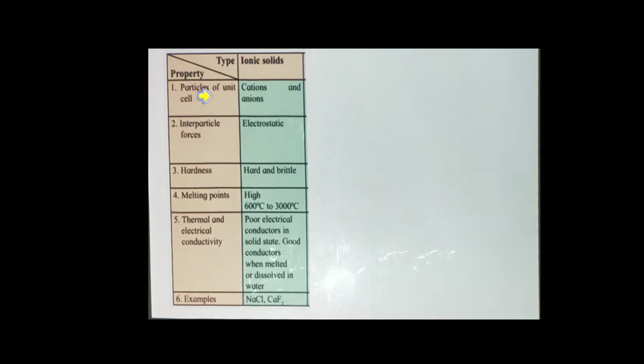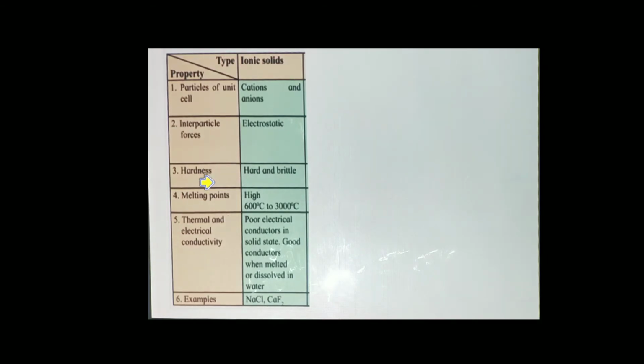Now you know that cations are positively charged particles and anions are negatively charged particles. These two particles bind together by a force; the interparticle force between these ions is the electrostatic force of attraction. This force of attraction we also call the ionic bond. Since this force is stronger, ionic solids are hard as well as brittle.